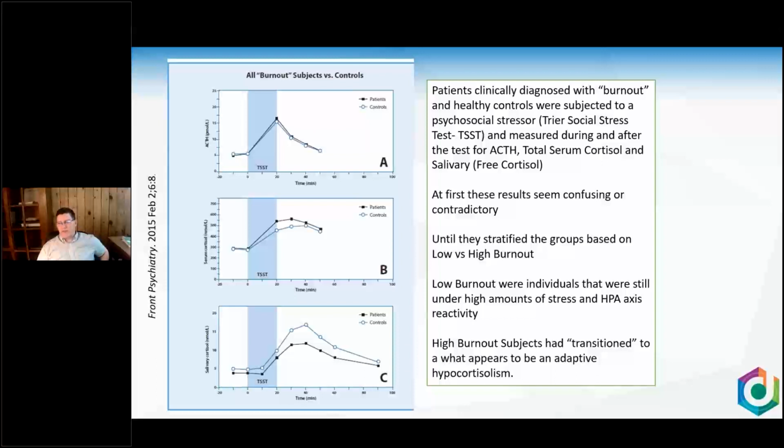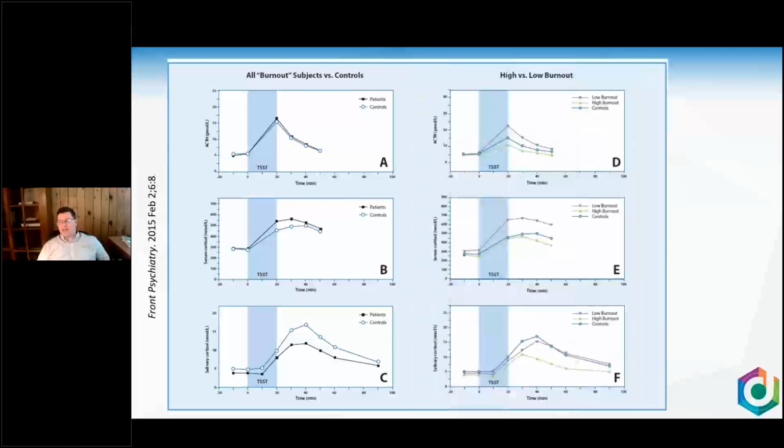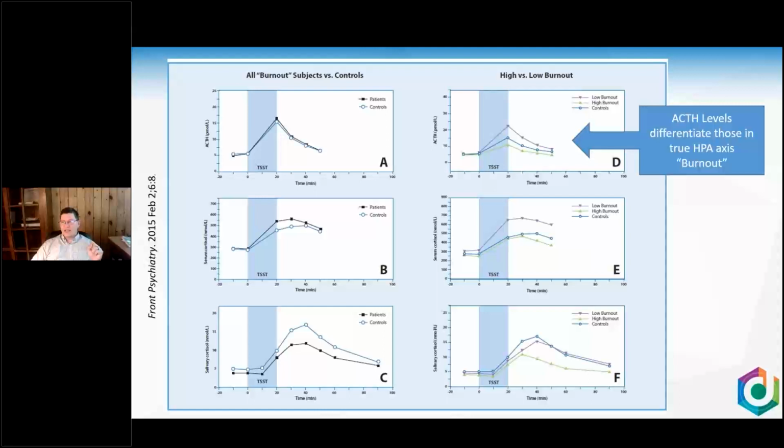And how do we determine the difference? Well, they basically took these individuals and separated them, and now you can see the difference. The people that were low burnout, you can see the ACTH levels were highly differential. So the people that were low burnout, we could call these high acute stress still, they had a high level of ACTH and a very high level of serum cortisol, which is what you'd expect. And the people with high burnout, let's call it true burnout, had a suppressed ACTH response and a lower amount of total cortisol.